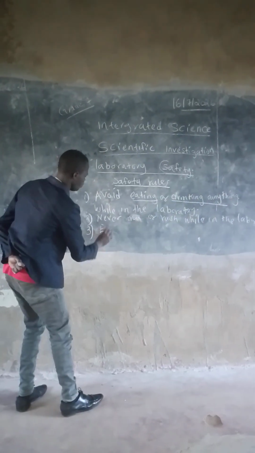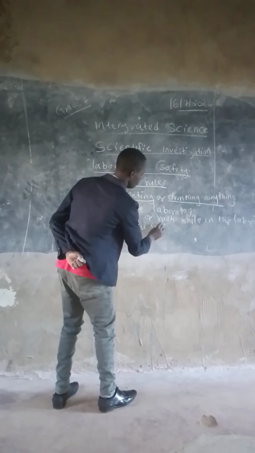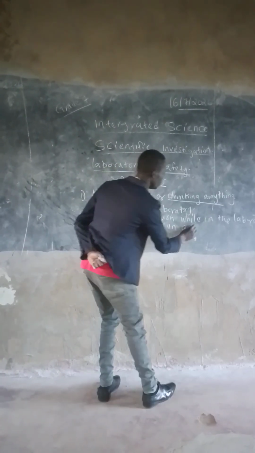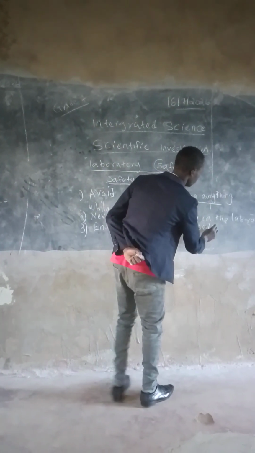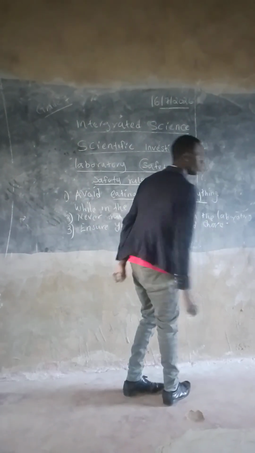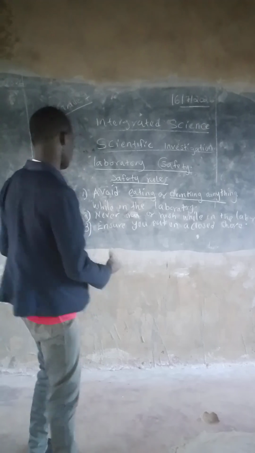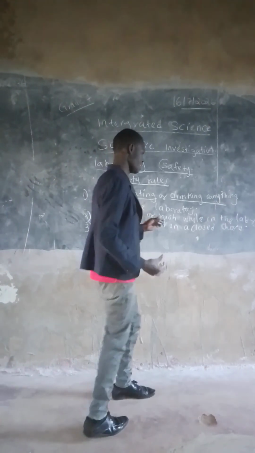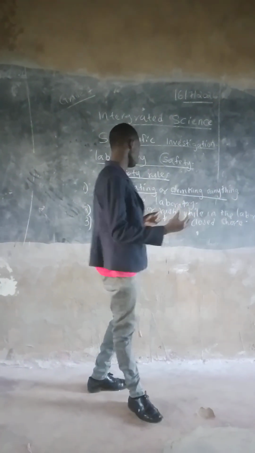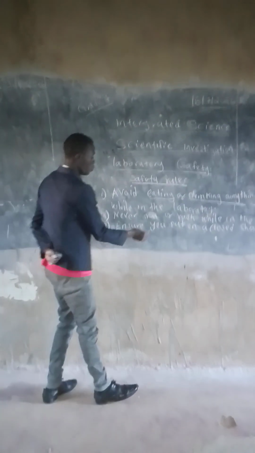Ensure we put on closed shoes. Because while in the laboratory, we interact with chemicals. And some of these chemicals are dangerous when they touch on your skin or on your leg. So to prevent that, wear closed shoes.